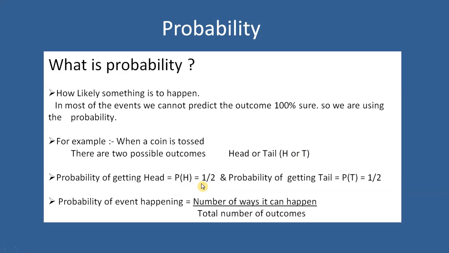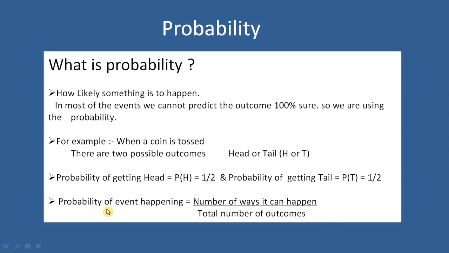Because when you toss a coin, you get only one head. So that is this one. And this 2 is there are two outcomes in this event, head and tail. So that is why P of H is 1 by 2. Similarly, probability of getting tail, that is P of T, equal to 1 by 2, because we can get only one tail when you toss a coin. And again, there is a possibility of two outcomes, that is why it is 1 by 2.